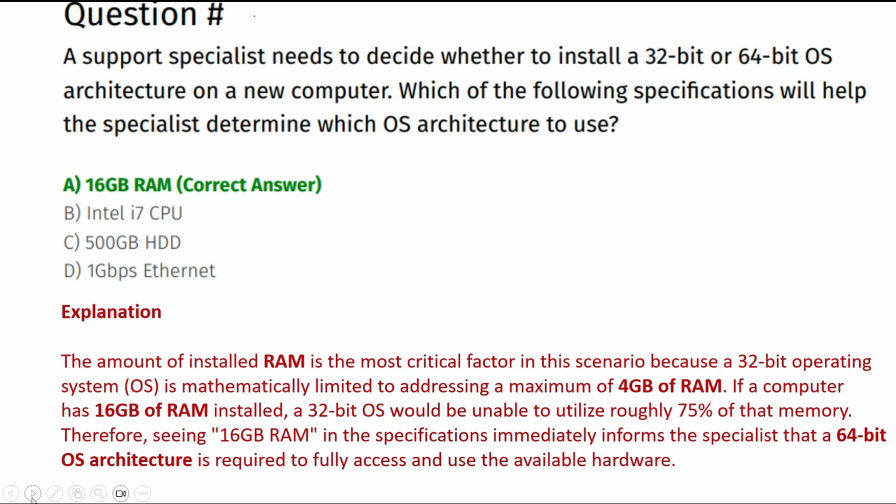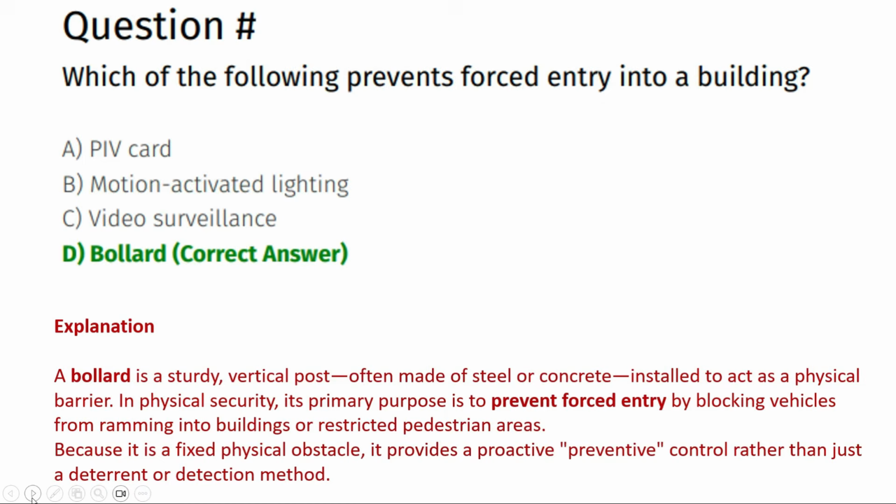If a computer has 16 GB of RAM installed, a 32-bit OS would be unable to utilize roughly 70% of that memory. Therefore, seeing 16 GB RAM in the specifications immediately informs the specialist that a 64-bit OS architecture is required to fully access and use the available hardware. So that's why the correct answer for this question is option A, 16 GB RAM. So let's move to the next question.